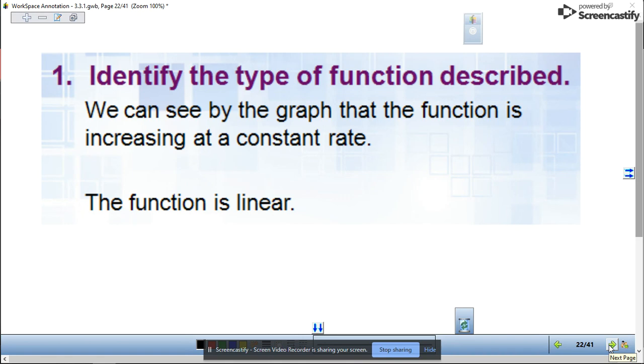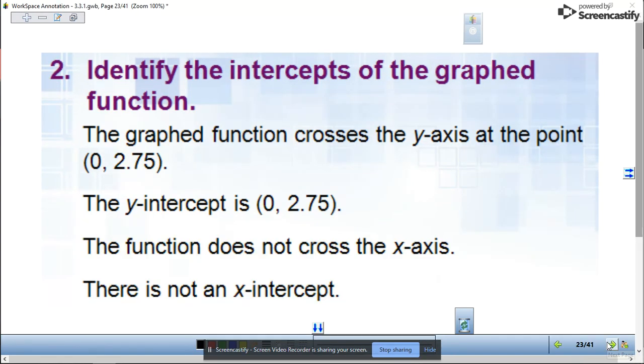We can see by the graph the function is increasing, right? As I went from left to right, it was going uphill. And we see that it's linear, it's a straight line, right? The next thing we can identify are the intercepts. The graph function crossed the y-axis at (0, 2.75). It does not cross the x-axis, so there's no x-intercept.